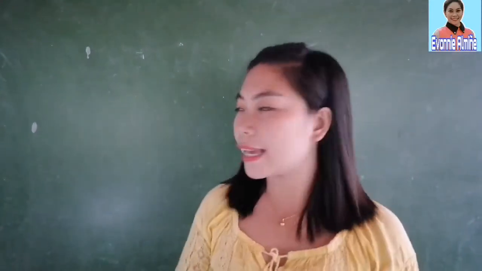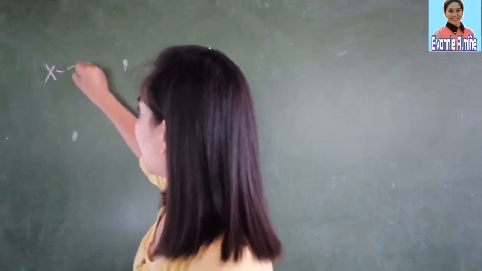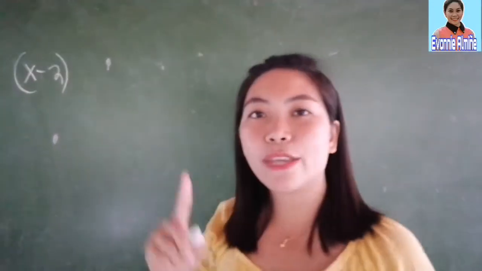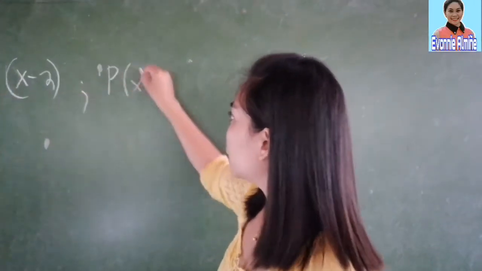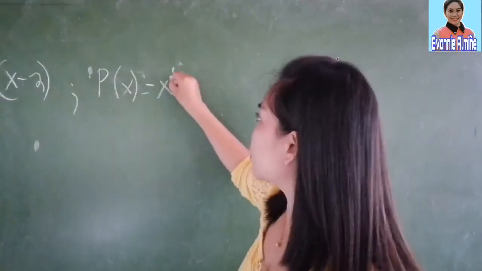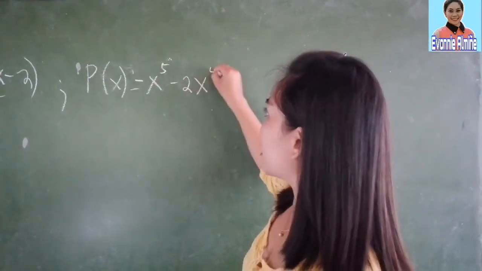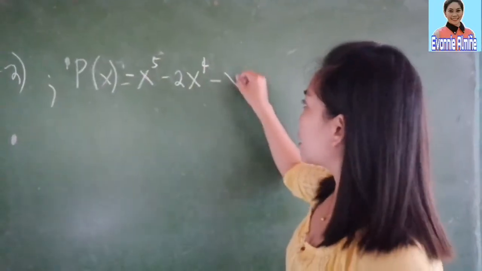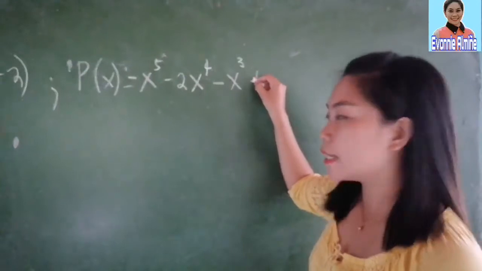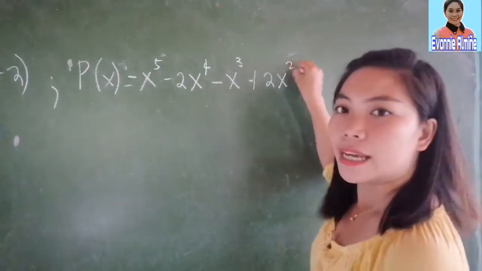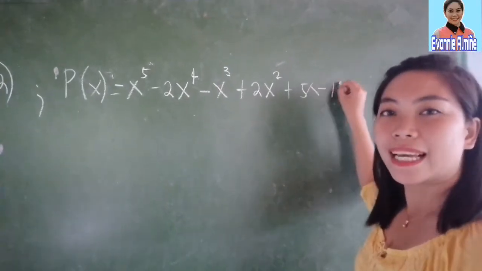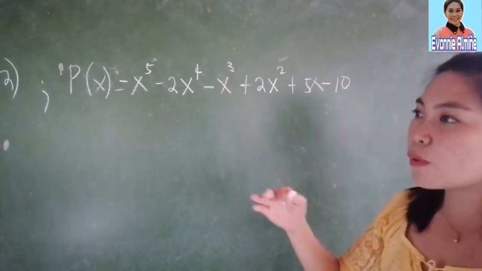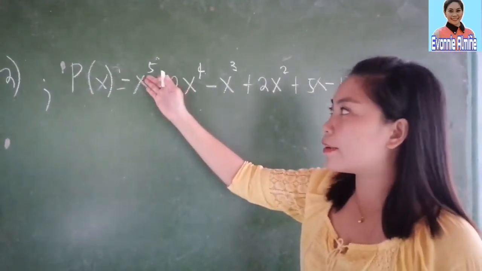Okay, let's have another example, to show that x minus 2 is a factor of P of x equals x raised to 5 minus 2x raised to 4 minus x cubed plus 2x squared plus 5x minus 10. Okay, so our leading degree is 5.